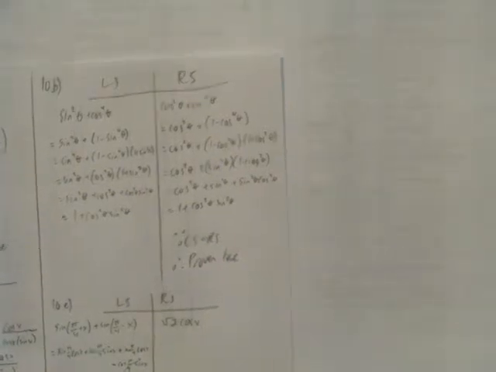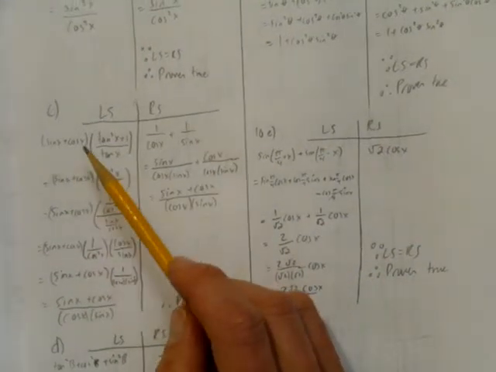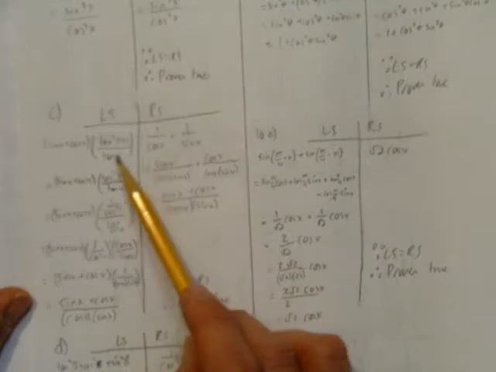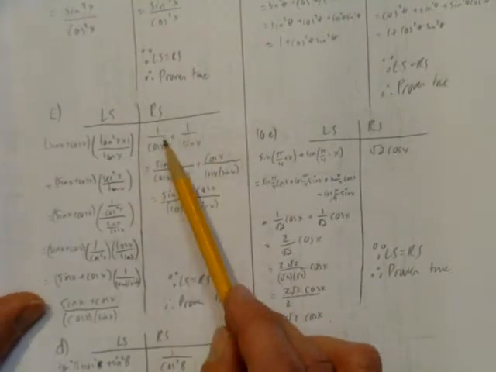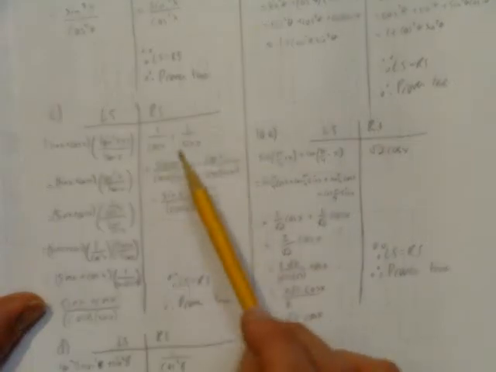That's 10b. For 10c, it was a big one to start. I had sine plus cos times tan squared plus 1 over tan x. And on the right hand side I had 1 over cos plus 1 over sine. I started with the right hand side trying to figure out what to do.